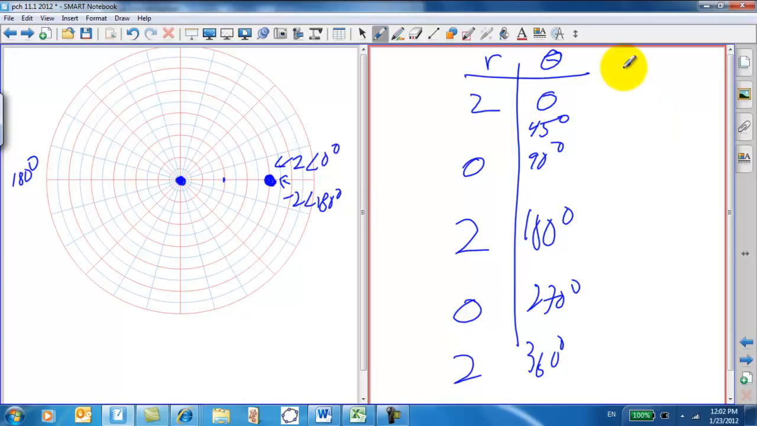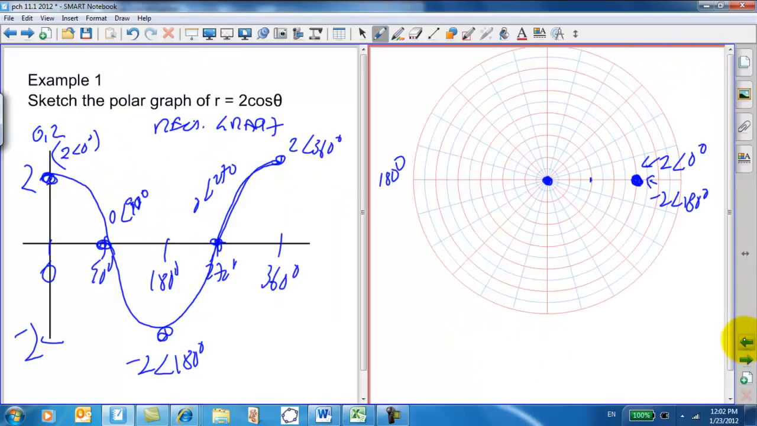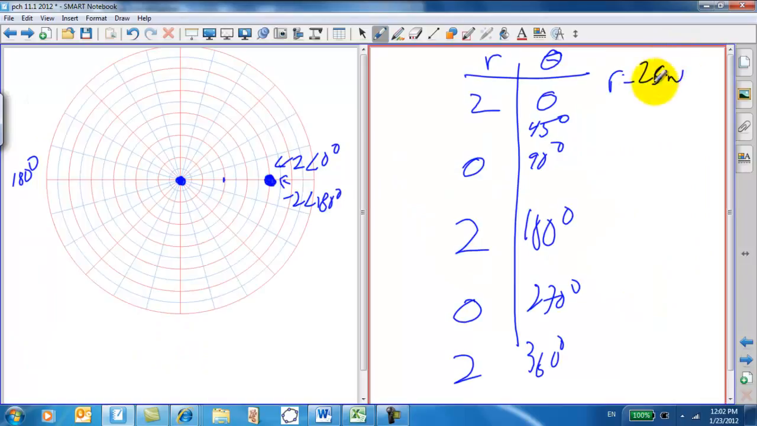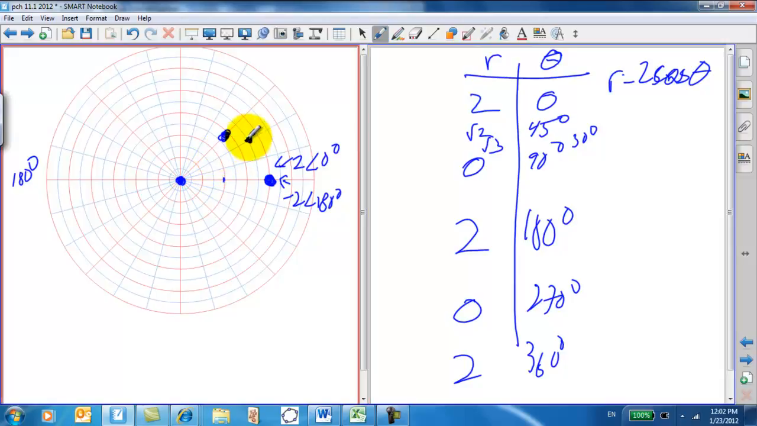45 degrees, remember it's R equals 2 cosine theta. So at 45 degrees, we get the square root of 2 over 2 times 2, so we get the square root of 2. So at 45 degrees, square root of 2, which is 1.4, like that. Wow. What happens at 30 degrees? Cosine of 30, square root of 3 over 2, you get square root of 3. 30 degrees, we get square root of 3, that's 1.7, somewhere in here.